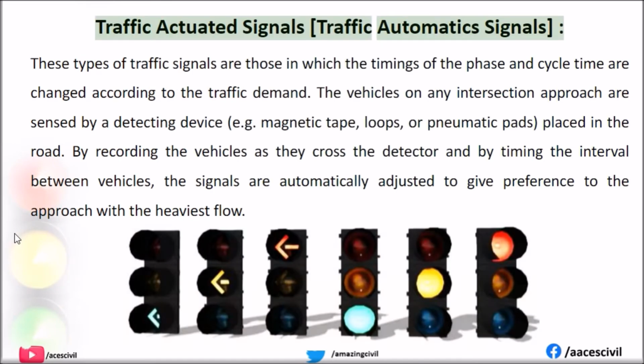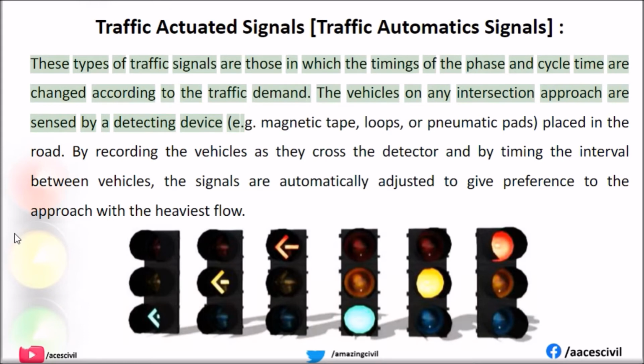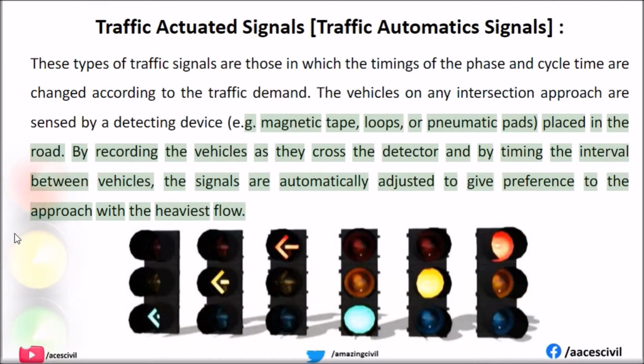Traffic actuated signals, or traffic automatic signals. These types of traffic signals are those in which the timings of the phase and cycle time are changed according to the traffic demand. The vehicles on any intersection approach are sensed by a detecting device, e.g. magnetic tape, loops, or pneumatic pads, placed in the road. By recording the vehicles as they cross the detector and by timing the interval between vehicles, the signals are automatically adjusted to give preference to the approach with the heaviest flow.